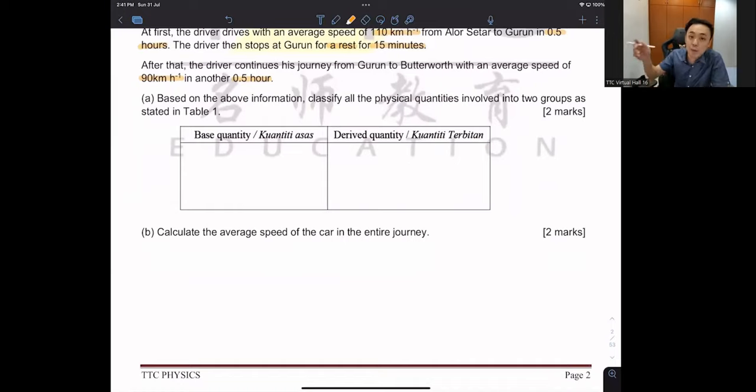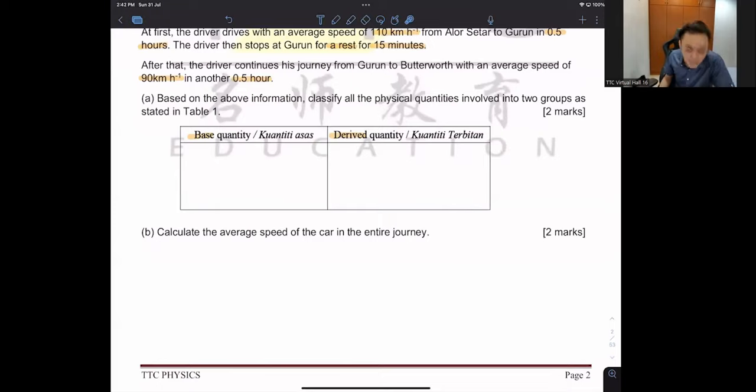Now, the other set, it will be the scalar and vector thing, right? Now, remember base and derived? Recall base and derived? Yes. Base and derived, right? Simple. This one is the mother of all quantities. And then derived, it's basically the children, the grandchildren, the great-grandchildren of base quantity, right?